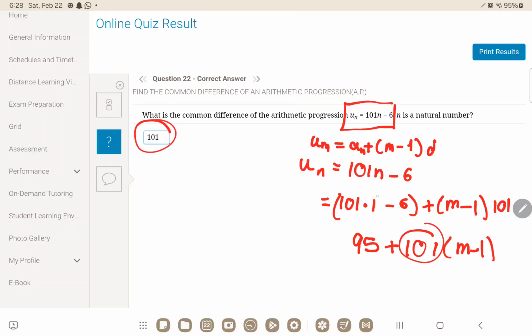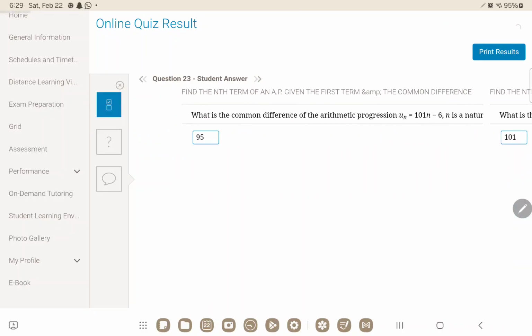If you're going to ask me what I did here, all I did was substitute every time. So this is m minus n, right? I substituted all the n's in my equation by 1. So to find u_n, I needed to do this times 1 minus 6 plus m minus 1, or n minus 1, because we don't know what it is since we substituted with 1, times 101, which is our common difference. So our common difference is 101. Now, moving on.